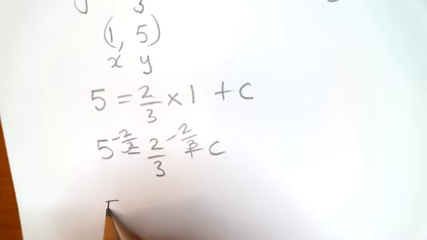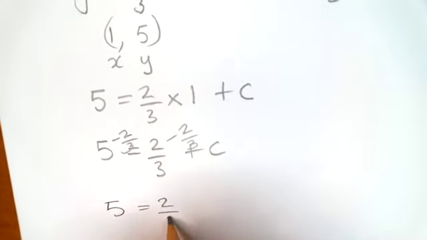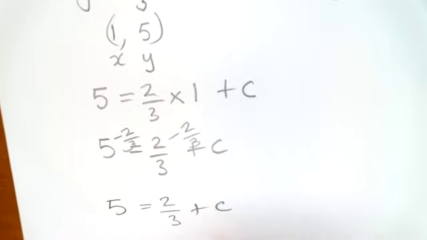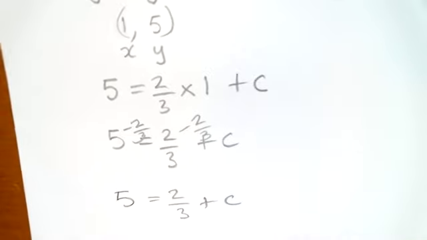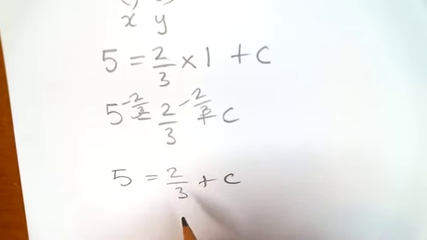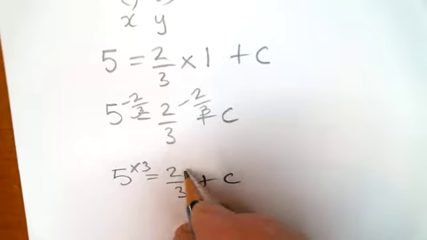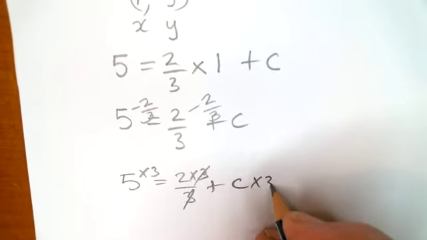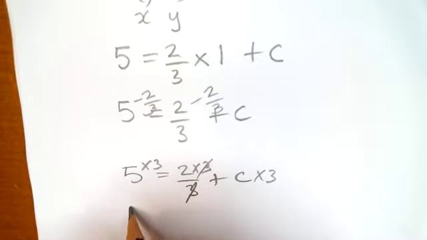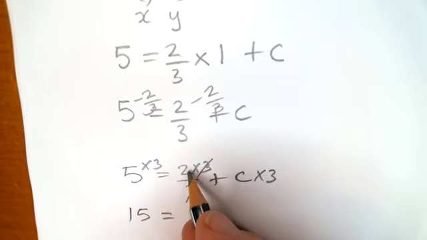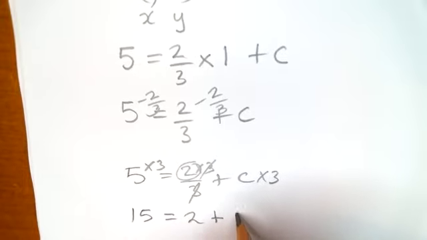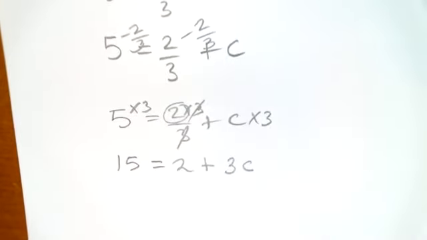So I've got 5 is equal to 2/3 plus c. I like working with fractions, which is why I was just going to subtract 2/3 from 5. But let's multiply everything by 3, and by doing that, we get rid of the denominator. Multiply this by 3, multiply this by 3, and of course 3 divided by 3, and multiply this by 3. So now we've got 5 times 3 is 15, is equal to, we've got a 2 left here, a 2 plus 3c.